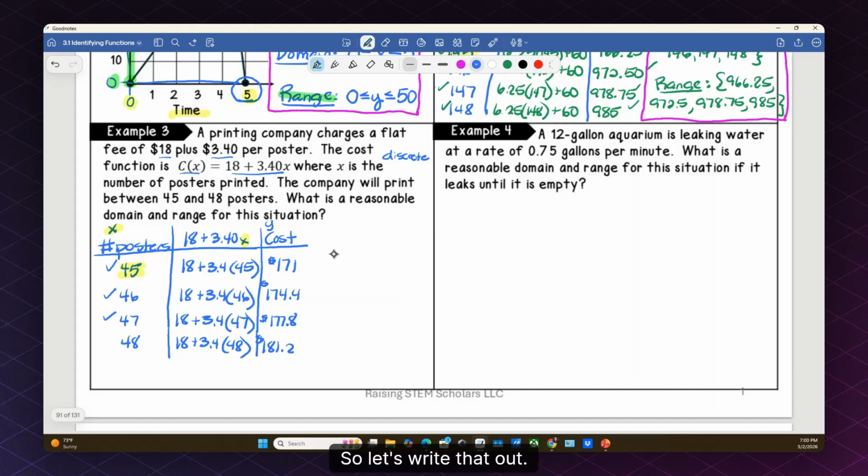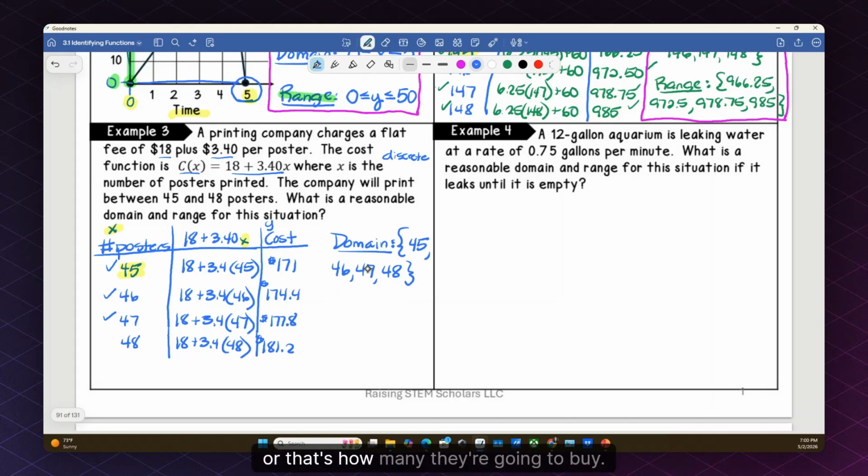So let's write that out. We've got domain. It can be 45 posters, 46 posters, 47 posters, or 48. That's how many they're going to buy. And then how much they spend is based on how many they buy. So my range is how much they're spending.